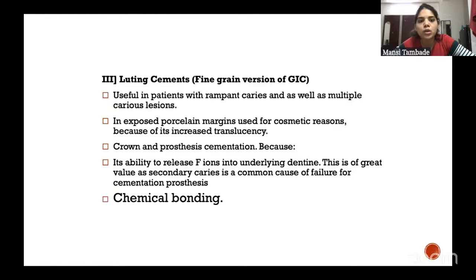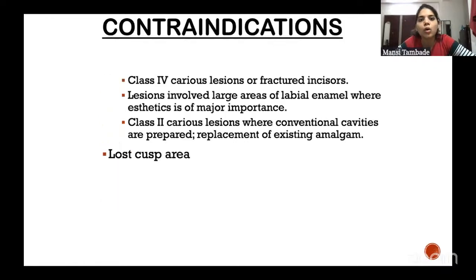Luting cements, useful in patients with rampant caries and exposed porcelain margins. Crown and bridge cementation, because of its ability to release fluoride ions into underlying dentine and chemical bonding. Okay. Contraindications are class 4 lesions and fractured incisors, we can't use it because it does not have that much strength. Lesions involving large areas of labial enamel where aesthetics is of major importance. Class 2 carious lesions where conventional cavities are prepared, and replacement of existing amalgam. And in loss of cusp area, definitely, because it is not meant for taking up that much load.